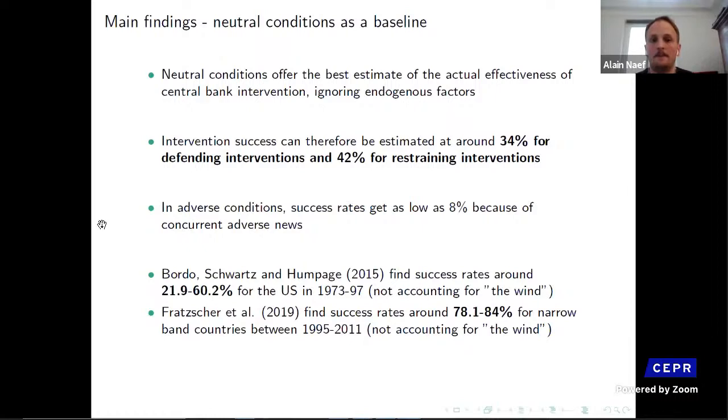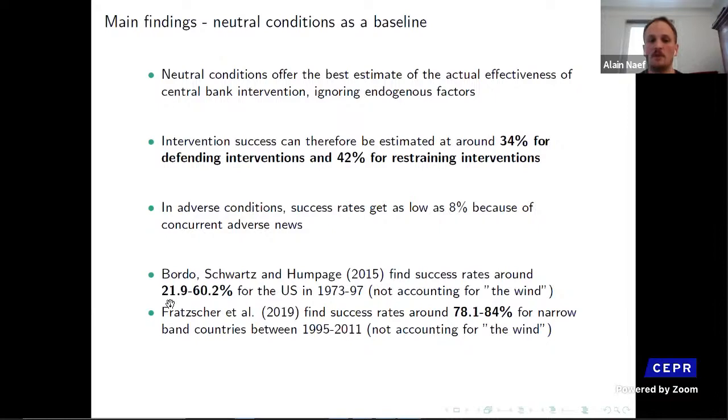Okay. And so, yeah, I think these neutral conditions really help picking up on a day when the central bank is the only one trying to move the exchange rate. And then the adverse condition is also very important. And so here I've also put on this slide how this compares to the literature. So I guess the people who have done something most similar are Bordo, Humpage, and Schwartz. And in their paper, they found success rates for US interventions against the mark, roughly in a similar time period.